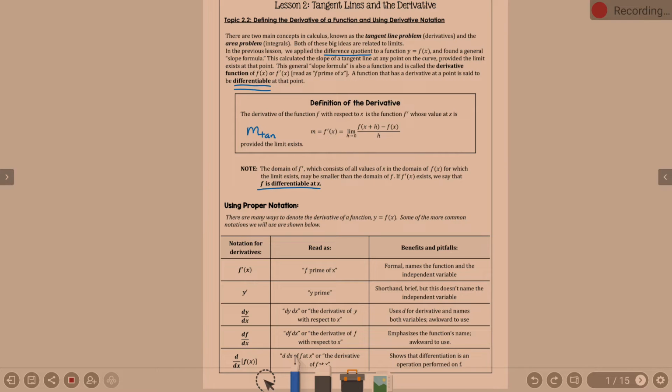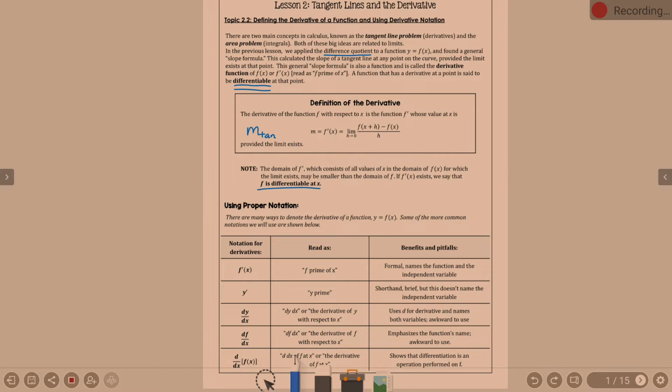dy dx, or the derivative of y with respect to x, uses d for derivative and names both variables. It's a common one. It's kind of annoying to write, isn't it? Or I guess you don't know that yet, but it's kind of annoying to write. F prime of x is easier, but there are reasons we will need to use dy dx. df dx, the derivative of f with respect to x, emphasizes just that it's a function of f. I'll be honest, we don't usually see df dx. That's the least common one.